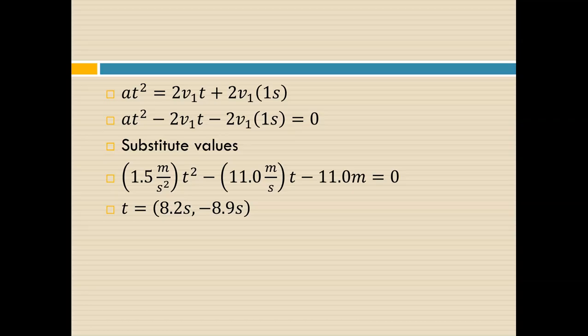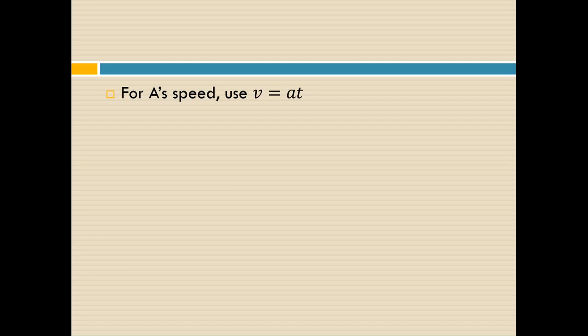All good now? Now remember my table on A. I had the initial velocity and I had the acceleration. Now I have a third value. I now have the time. Now that I have that, I can finish the table. I can find the velocity by using v equals v0 plus at. Since I know the time is 8.2 seconds, I see that he's traveling at 12.3 meters per second when he overtakes B.